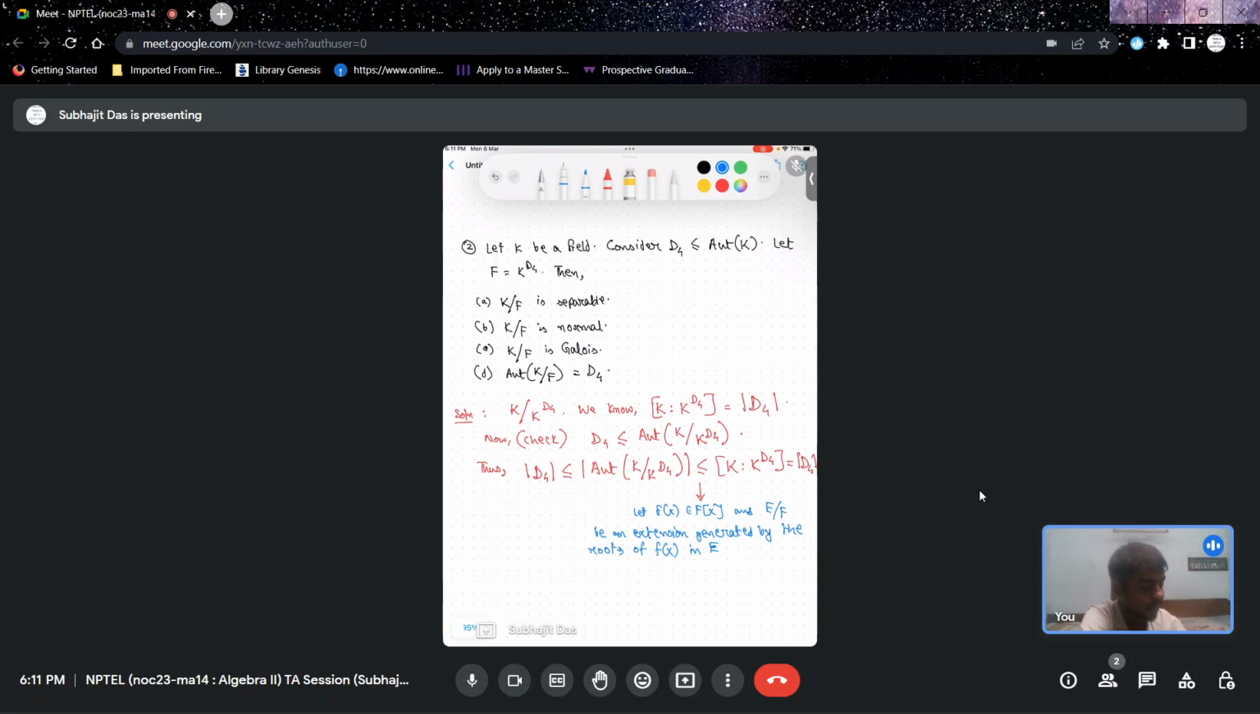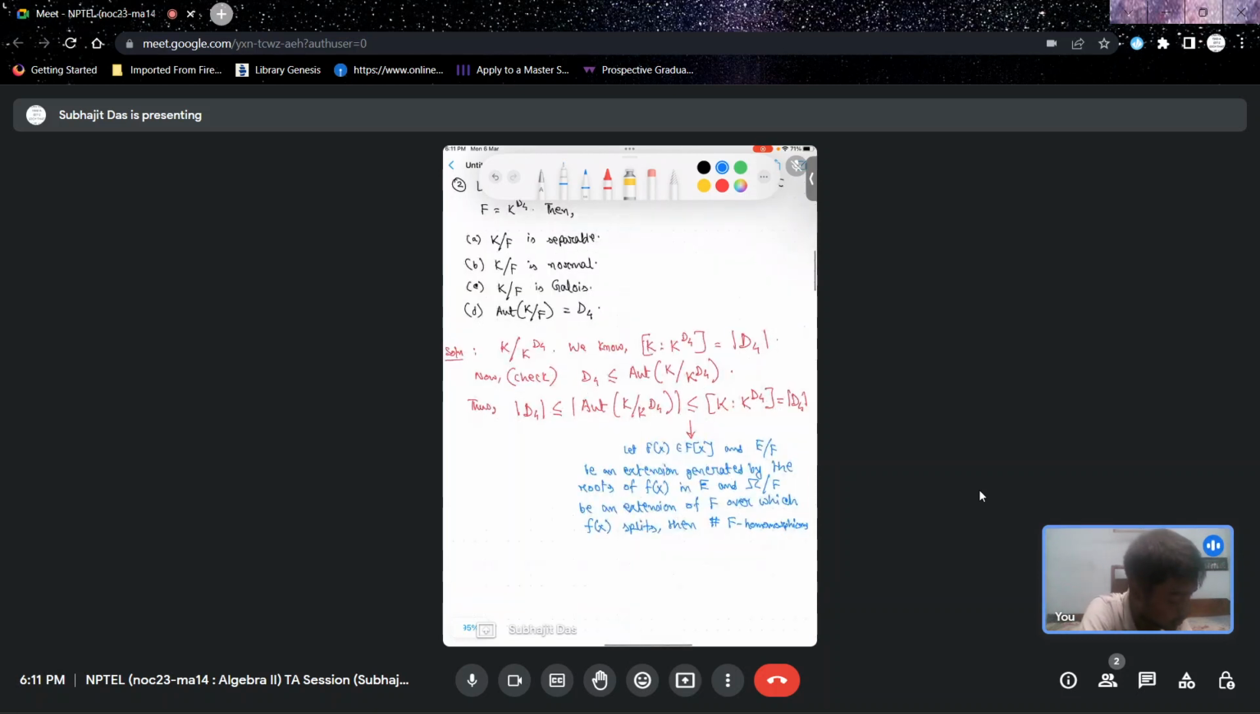So if E over F is an extension generated by the roots of f(x) in E, and if omega over F is any extension of F over which the polynomial f(x) splits, then the number of F-homomorphisms, that is field homomorphisms which fix F element-wise, from E into omega, the number of such mappings of E into omega, is at most the degree [E:F].